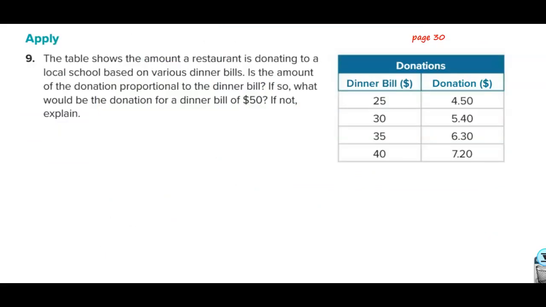Moving on. Number 9, the table shows the amount a restaurant is donating to a local school based on various dinner bills. Is the amount of the donation proportional to the dinner bill? If so, what would be the donation for a dinner bill of $50? If not, explain. Oh, they're being so tricky. They don't want to tell you for sure that it's a proportion, but they want to leave it out. So here's what you're going to do. Is the amount of the donation proportional to the dinner bill? So we're going to do donation over dinner bill.